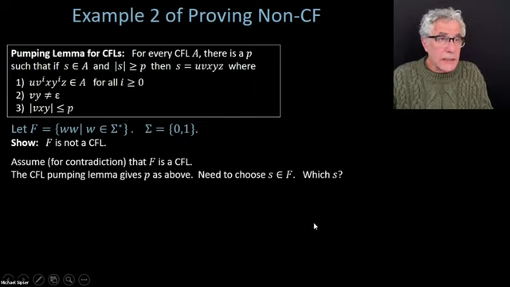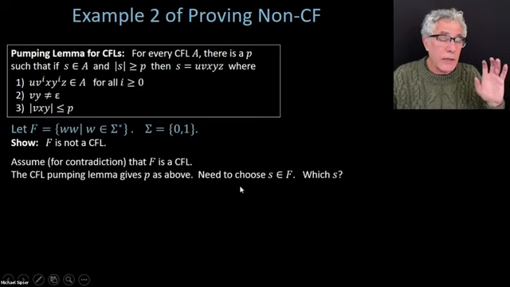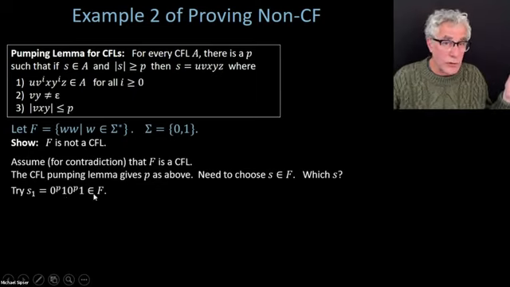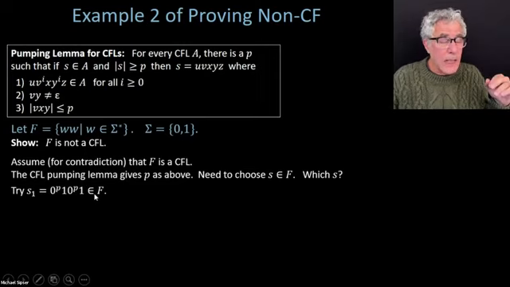Assume that it is context-free. The pumping lemma gives the pumping length P. Now here you have to do a little bit more work. Often the challenge in applying the pumping lemma, in either case that we've seen, involves choosing the string that you're going to pump. So you have to choose S in F, longer than P. You might try this one at first glance: it's in the language because it's two copies of the string 0 to the P, 1, and then 0 to the P, 1. That's in the language. But it's a bad choice.